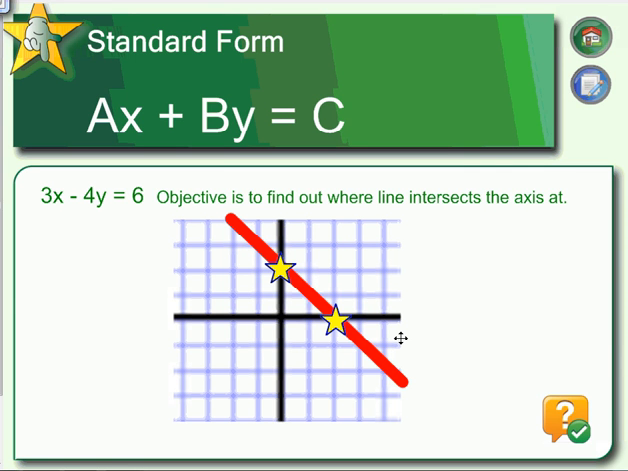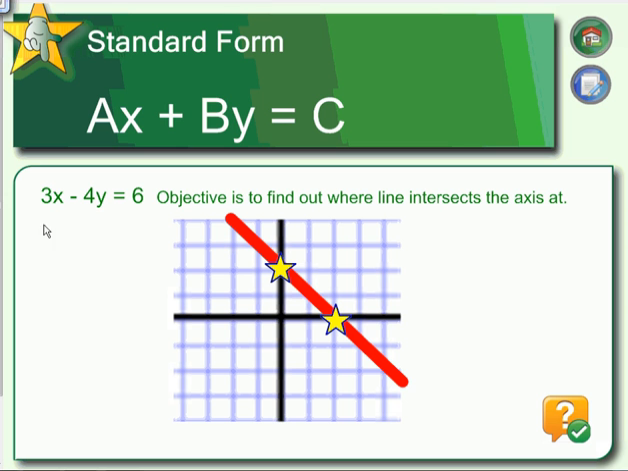Alright, in the last video we were talking about two of the different forms of writing an equation of a line. We talked about the point-slope form and the slope-intercept form. Today we're going to talk about the standard form. The basic formula for this is ax plus by equals c, where a, b, and c will be different numbers. Okay?